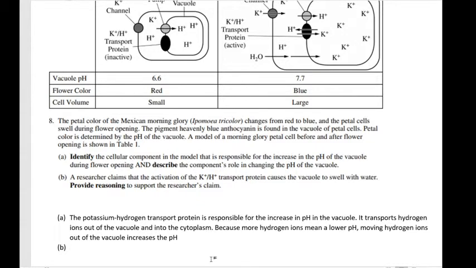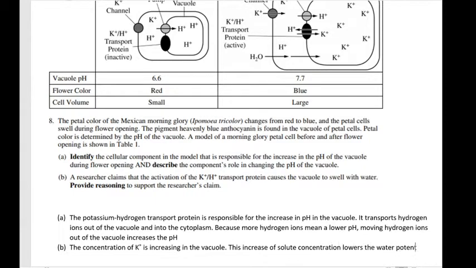So let's see if I can sum that up and type that. So the concentration of potassium is increasing in the vacuole. This increase of solute concentration lowers the water potential, causing water to enter the vacuole.